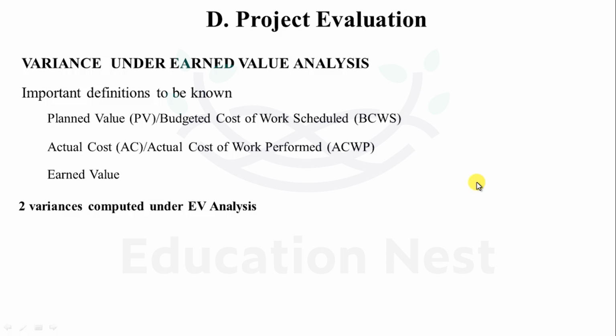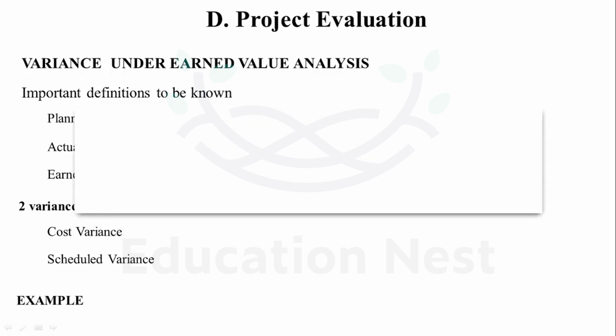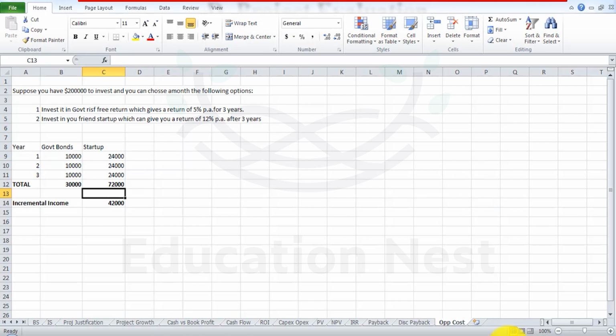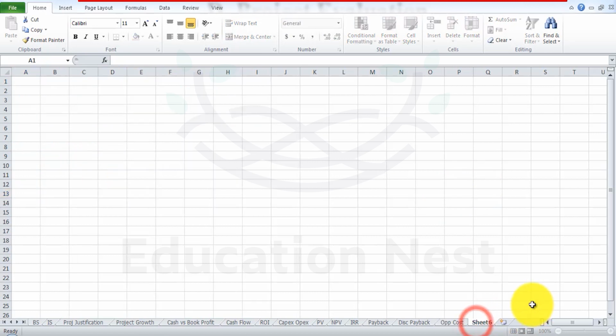This is the value of the work actually completed. Two variances are computed under the earned value analysis. First is the cost variance, and next is the schedule variance. We're going to look at this with the help of an example that will give us much better clarity in understanding this whole variance concept. So let's go to the example, and we're going to form it over here. Earned value.